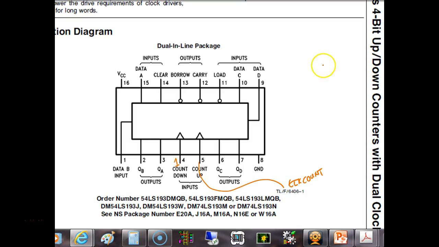We could, but what we want is to count from 0 to 9. And the 7493. Oh, there it is. That's what I'm looking for. So here's the clear. We only have one clear, and it's high active, right? Do y'all understand that? Yes or no?